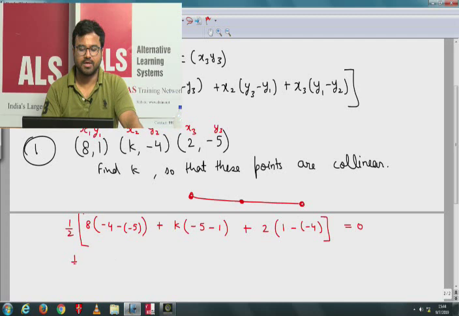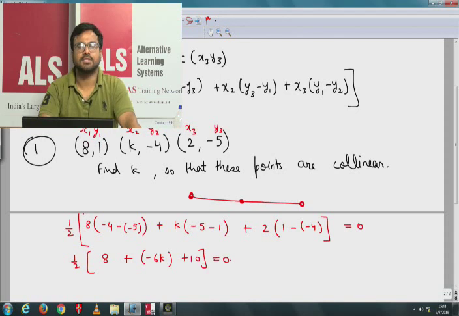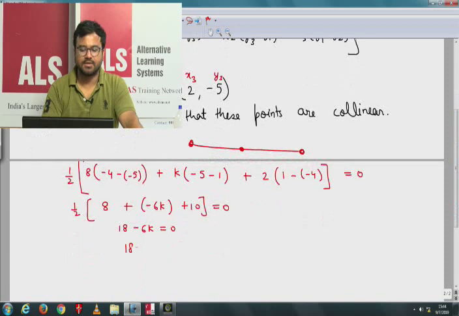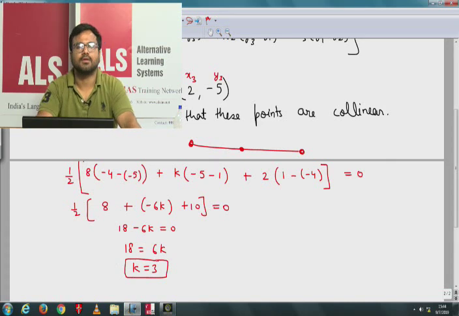Now this 1 by 2 stays as it is. Minus 4, this will become plus 5. Minus 4 plus 5 is 1. 1 into 8 is 8. This will be minus 6k. And this will be 1 plus 4, which is 5. 5 times 2 is 10. I have just done the simplification part. Now you can simplify. This 1 by 2 will multiply by 0, that will become 0. And this is 8 plus 10, which is 18, minus 6k, equal to 0. So 18 is equal to 6k and k is equal to 3. So this is the value for k.